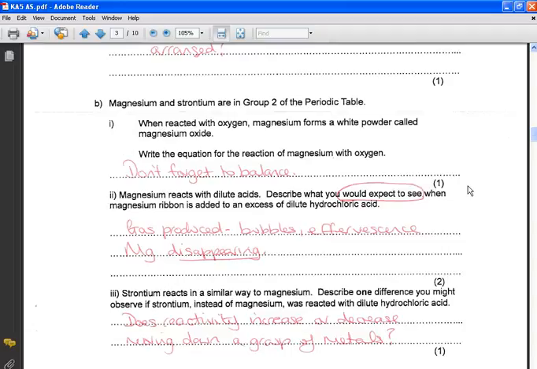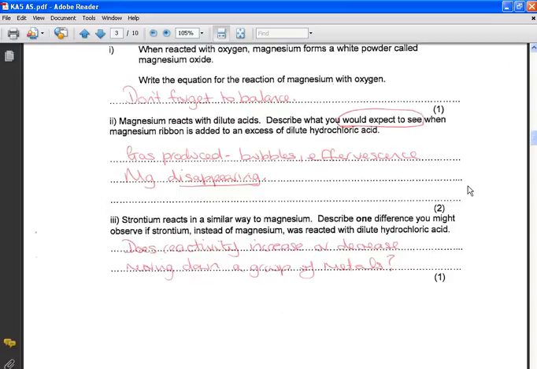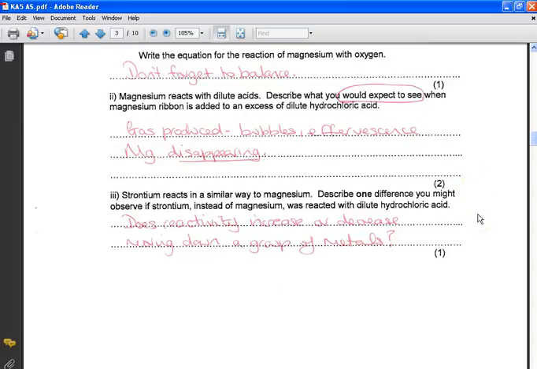Okay, part B, don't forget to balance any equation that you write. So some of you got the right symbols in there, but you hadn't balanced it. Metal with an acid, you know that you're going to get hydrogen gas, but how do you know that? What will you see? That's the crucial thing. It's asking you what you would see in this reaction. You would definitely see bubbles being given off, or effervescence, which is the posh way of saying bubbles being given off. But you would also see the magnesium disappearing. So don't forget to mention that, because there's 2 marks, so you need to make 2 points.